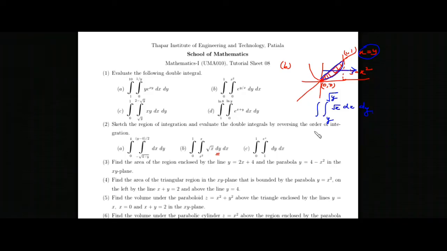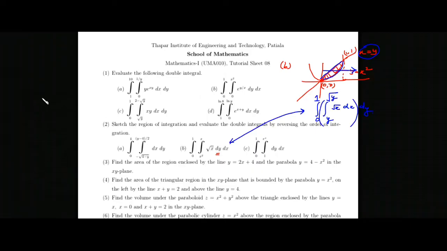Now what are the limits of y? What is the minimum value of y in this region, which is 0? The max value of y is 1. So this is an equivalent integral of this by reversing the order of integration. So first we will find out the integration of this integral with respect to x, substitute the limits, simplify it, then with respect to y.